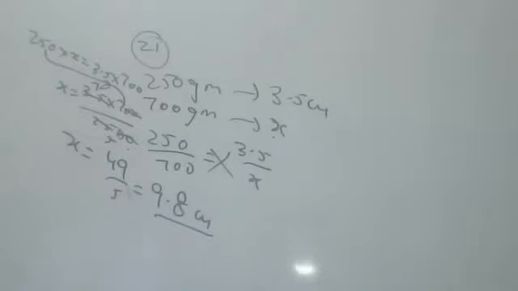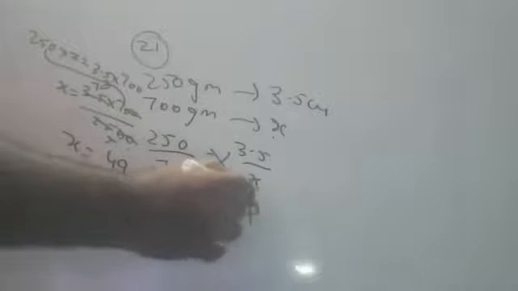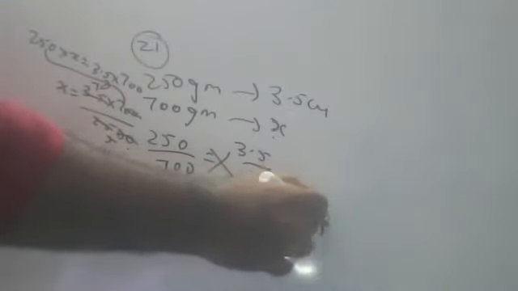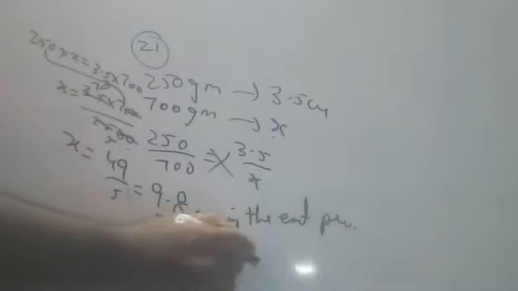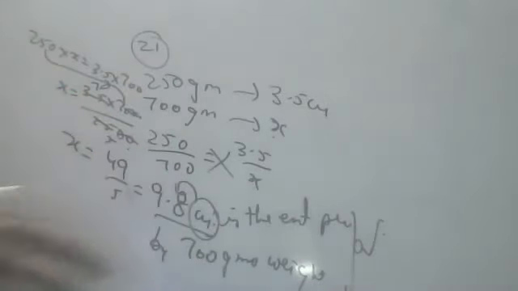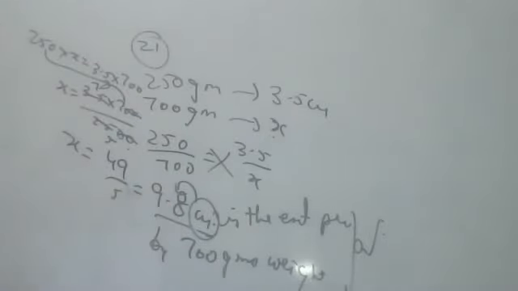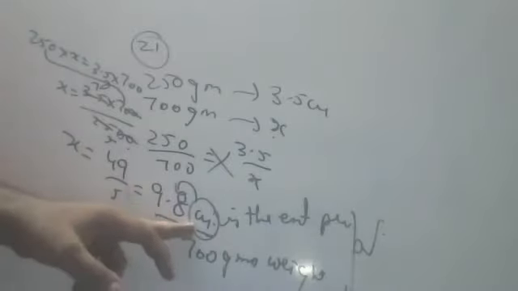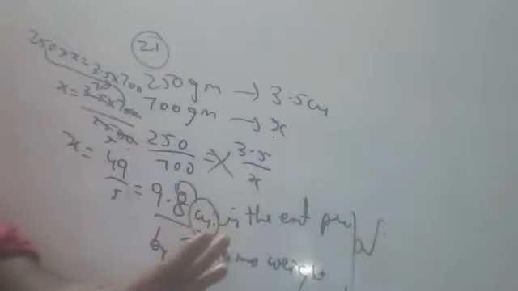Tell me the statement. What statement would you like to write here? 9.8 centimeters is the extension produced by 700 grams weight. Compulsory. I want statement, units, and numerical. Statement carries 1 mark. Units carry 1 mark. Answer also carries 3 marks. So 5 marks, children. If you don't write the statement and just write 9.8 centimeters, I'll cut 1 mark. Without statement, I will not accept.